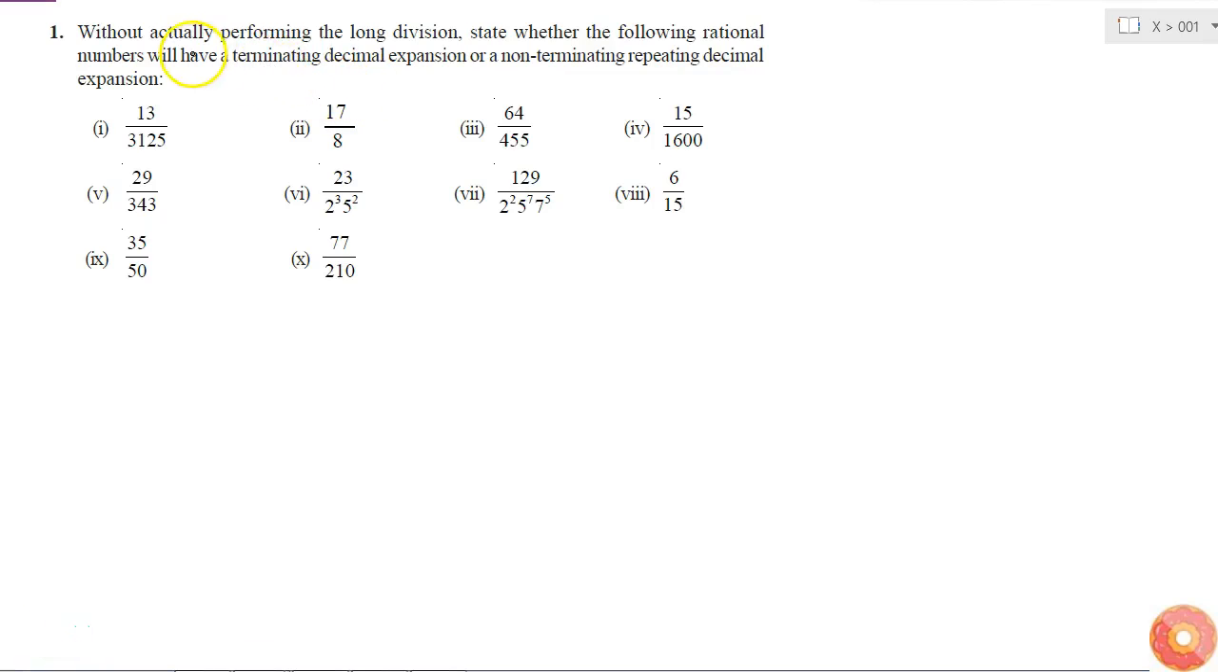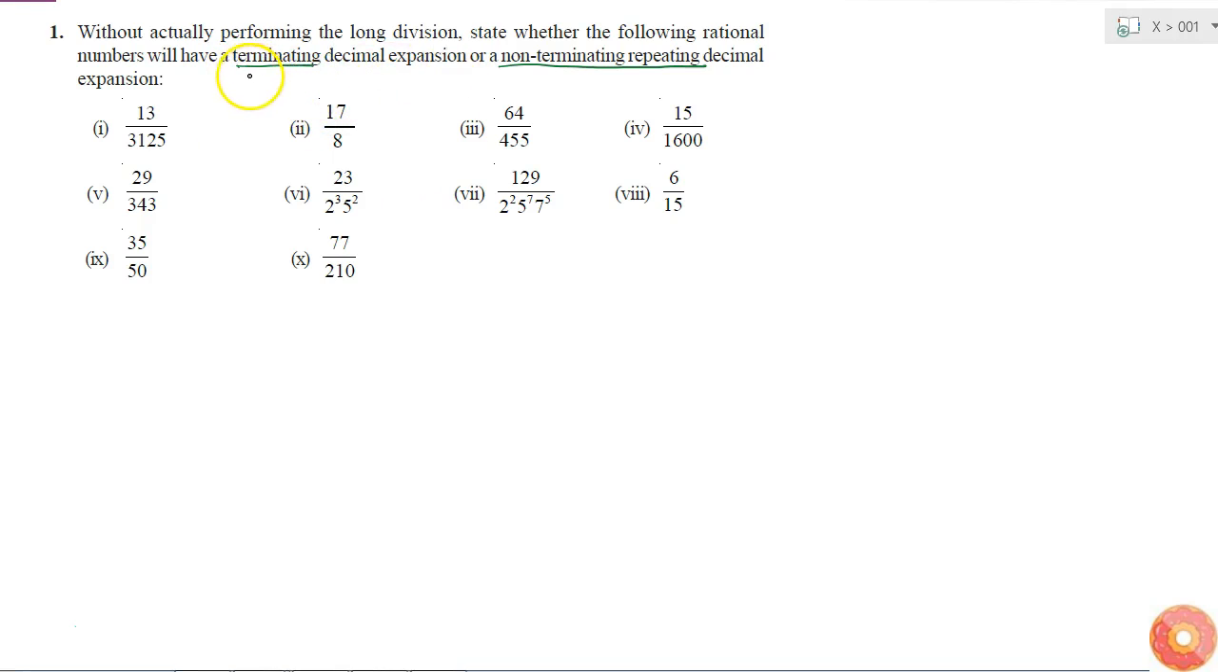Okay, here without actually performing the long division, I have to tell whether each of these fractions, if I write it in the decimal expansion, will be terminating or non-terminating repeating form. So whether they will terminate or not, or they will be repeating in a particular sequence. So how can I tell that?